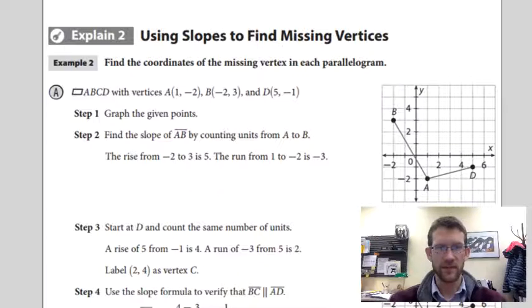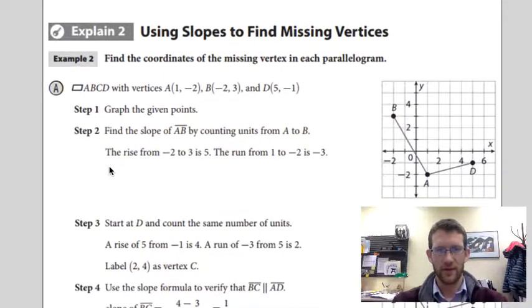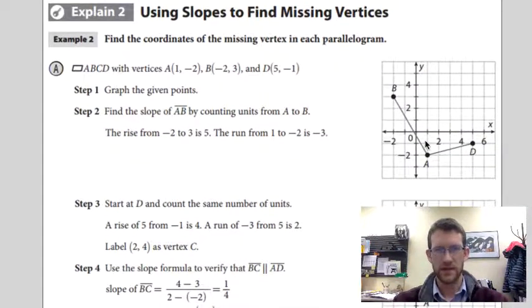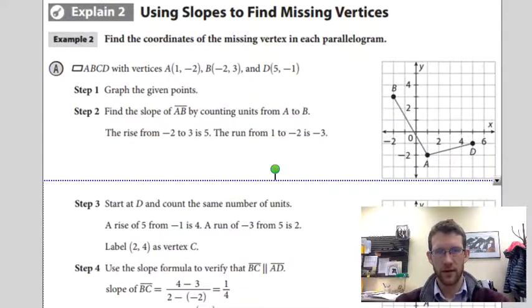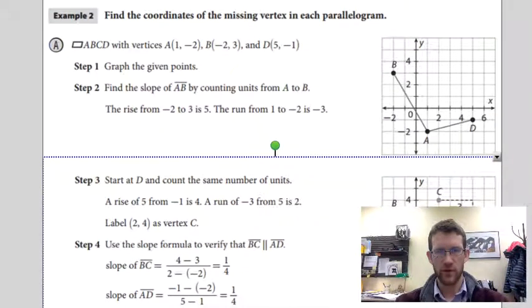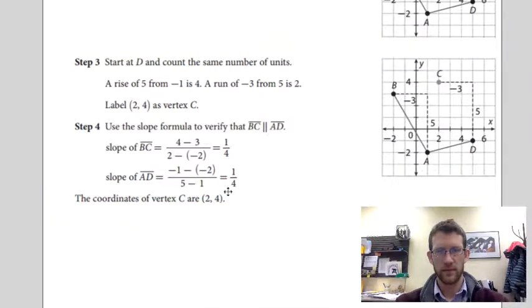We can also find missing vertices this way, right? So if you're given 3 vertices and we're missing a vertex, we can calculate the line for a parallelogram here. We could calculate the line that we need to put point C on from D to C, and we could calculate the line from B to C, and then see where they intersect. Right, so we calculate that the slope of BC is going to be 1/4. The slope of AD is going to be 1/4.